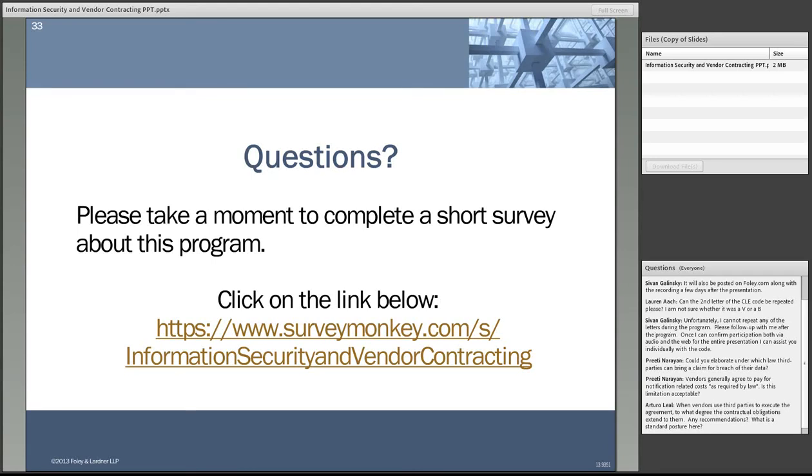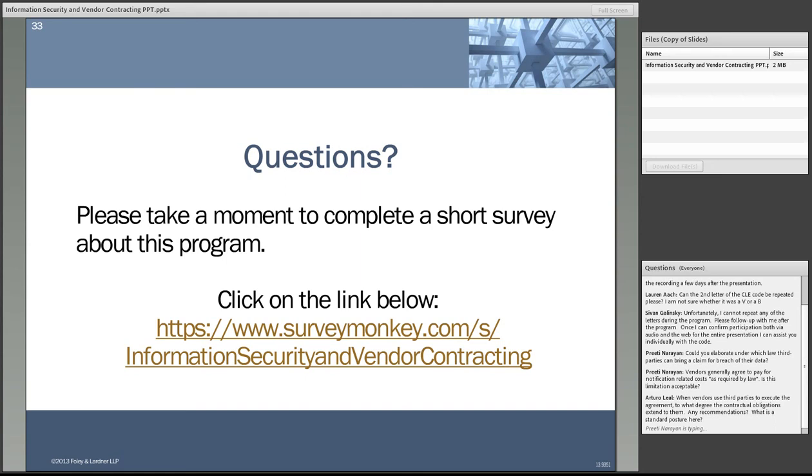Let's see, Aaron, we have one more, I believe, that just came in. Yeah, I think it's about third parties: when vendors use third parties to execute the agreement, to what degree do the contractual obligations extend to them, any recommendations, and what's the standard posture here.